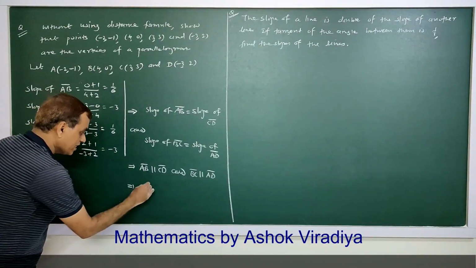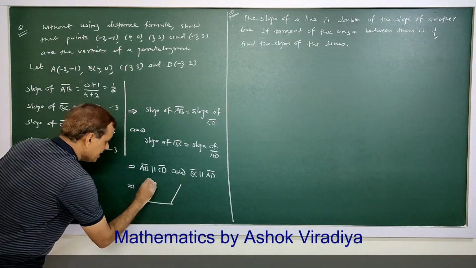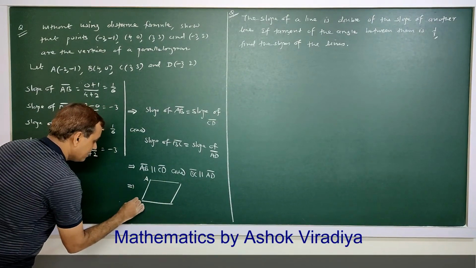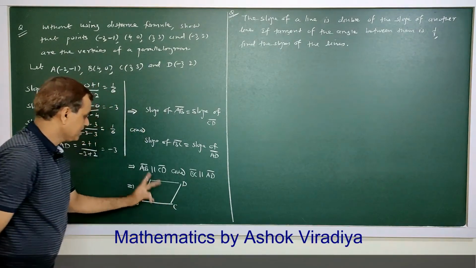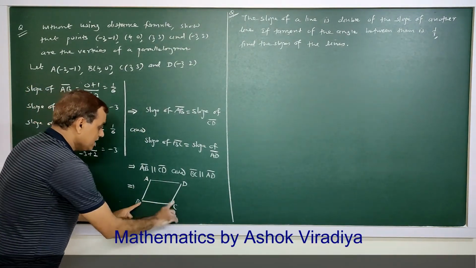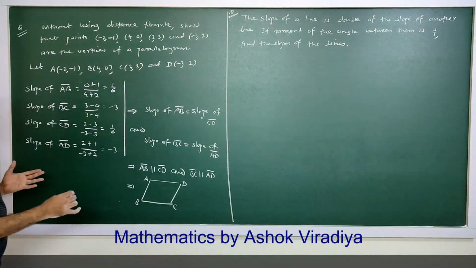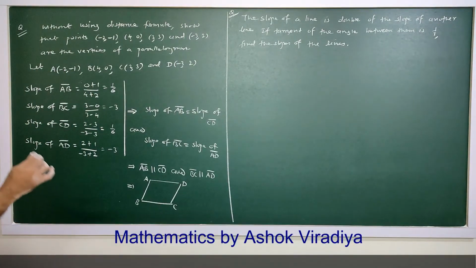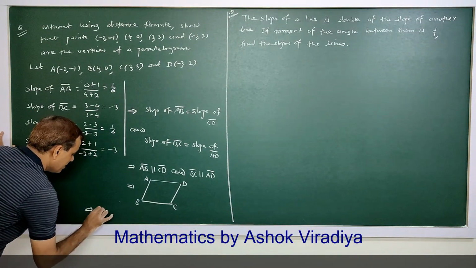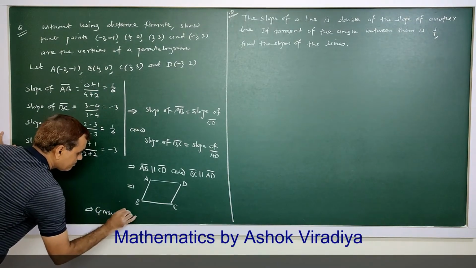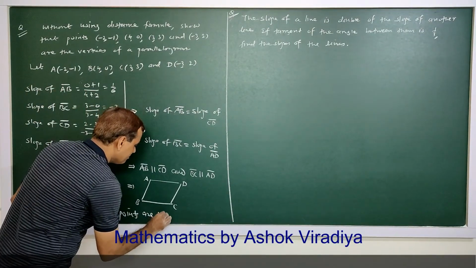See, AB is parallel to CD. If I keep here A, here B, then AB is parallel to CD, and BC is parallel to AD. So ABCD is a parallelogram. Therefore the given points are vertices of a parallelogram.